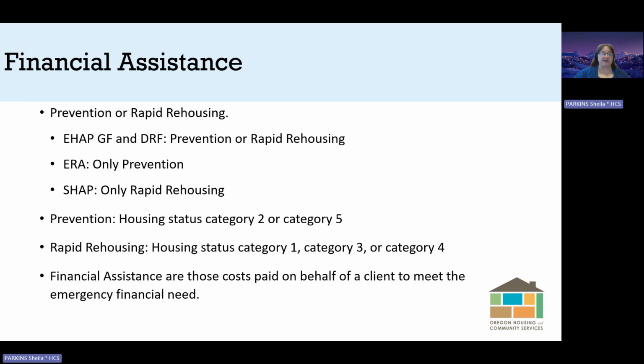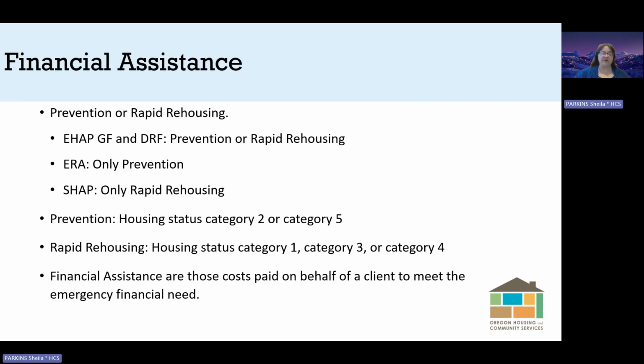Prevention is when a household status is either at imminent risk of houselessness, Category 2, or unstably housed, Category 5. Prevention assistance keeps a client in their current housing. Rapid rehousing is when a household status is either literally houseless, Category 1, houseless under other federal statutes, Category 3, or fleeing or attempting to flee domestic violence, Category 4. Rapid rehousing is designed to quickly move unsheltered households into permanent housing.